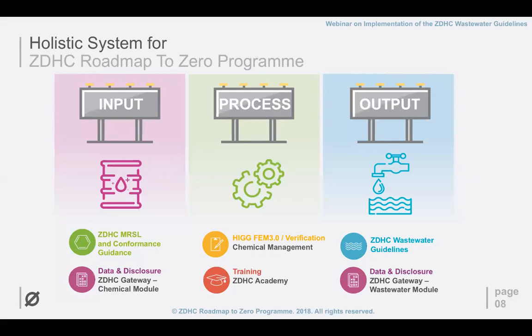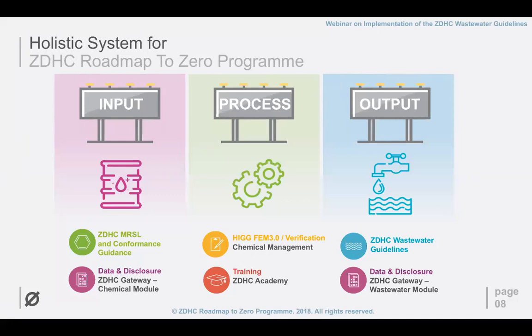And so we've organized the program around 3 main buckets of work, and that's input. So how do we change the inputs to the system? How do we keep the chemicals that are banned out of the system to begin with? And that starts with our MRSL, the manufacturing restricted substances list, and then the conformance guidance. How do you show that you're in conformance and meeting that MRSL and not using chemicals that are banned intentionally in the processes?